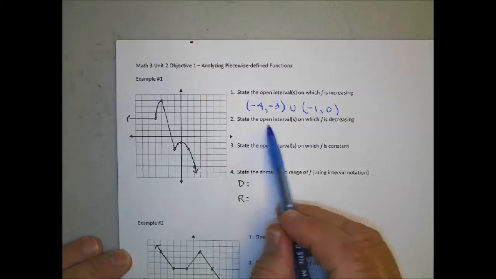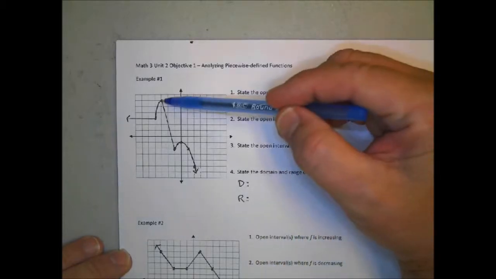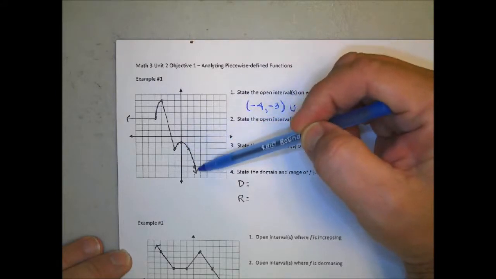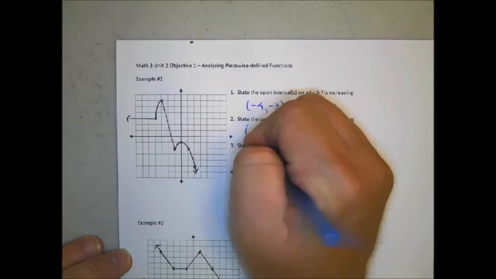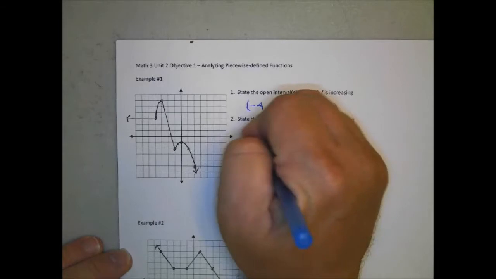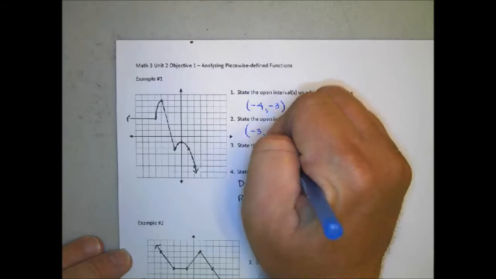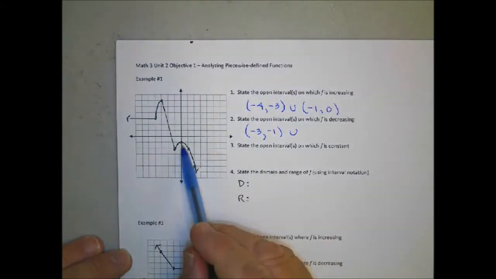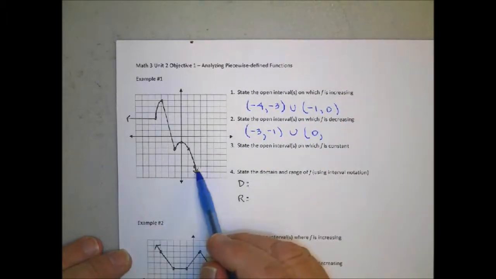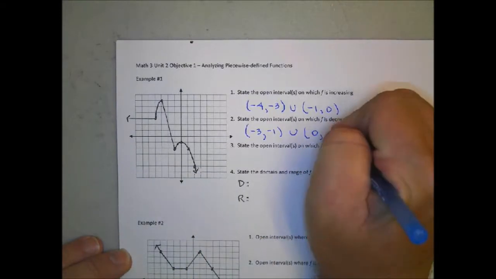Question 2, state the open intervals where it's decreasing. Well, we got a couple parts where it's decreasing. It's decreasing in this section right here, and it's decreasing in that section right there. So this section begins at -3, and it ends at x equals -1. And then this section begins at 0. And there really is no ending value of x because it continues to decrease forever.